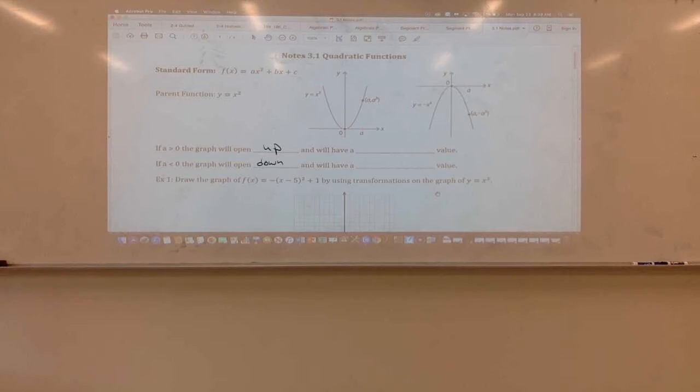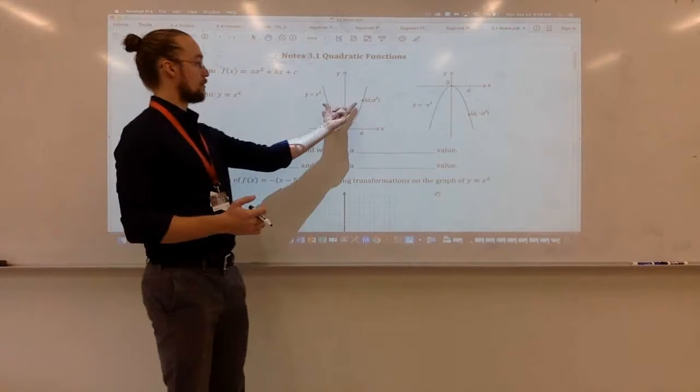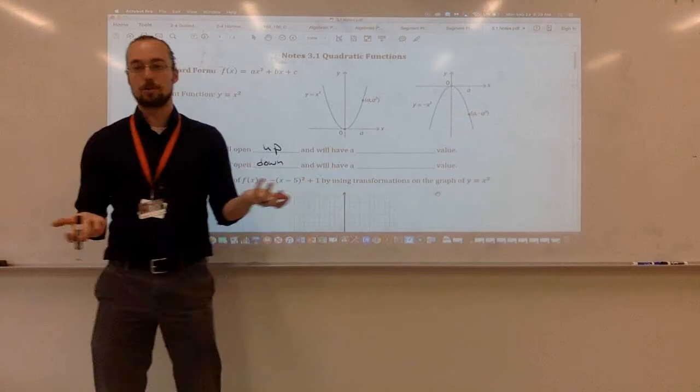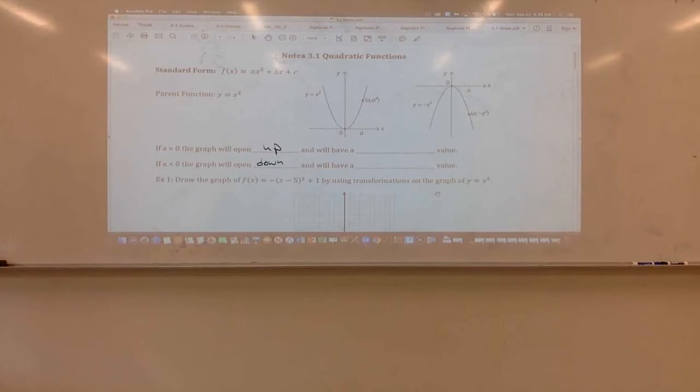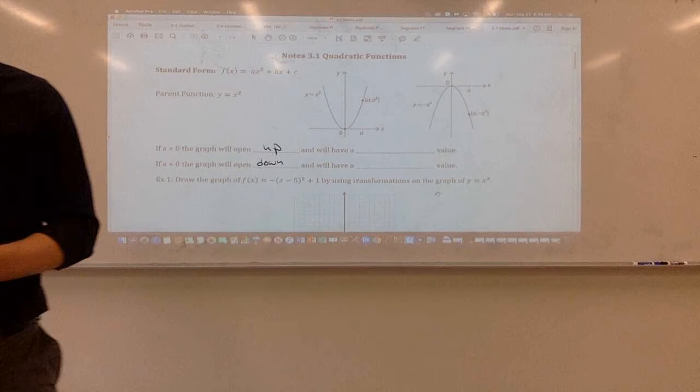I don't really know what they wanted to put. I'm assuming they wanted positive and negative value, but that doesn't make sense if it's shifted at all. If this graph is shifted down, some of the values are going to be negative, but it'll still open up. So I don't really think that positive and negative makes sense there. So I'm just not going to put anything in there.